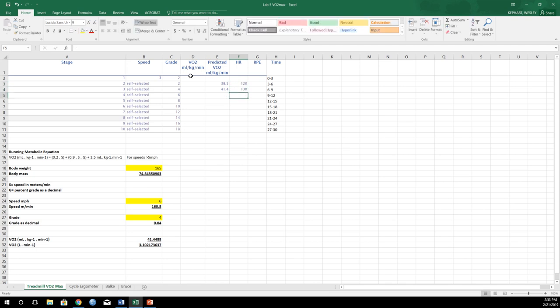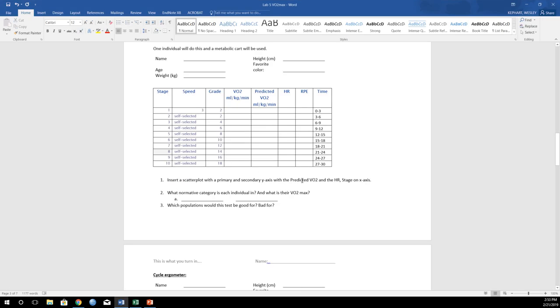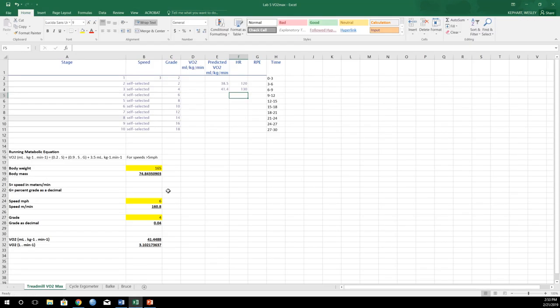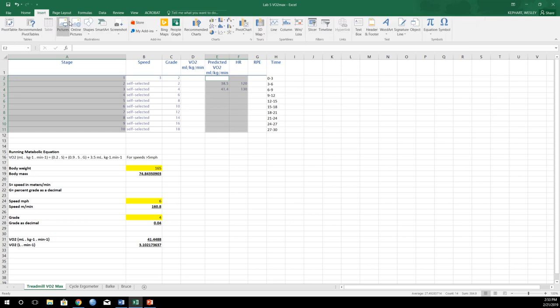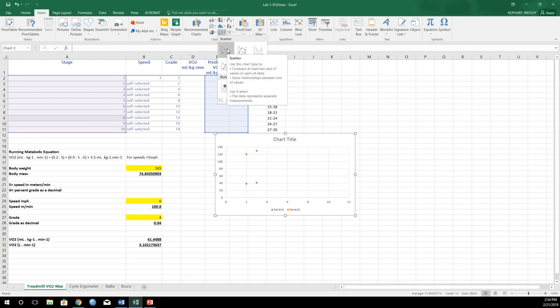Now let's look at how to really put together the graph that I want you to do. So follow along with this. Now look here, the y-axis needs to be predicted VO2 and heart rate. So let's pull that up. If you highlight stage right there, and then you hold down control, and then you highlight both of these, you can go up here to insert, go on right here to scatter plot. Let's click on that one.